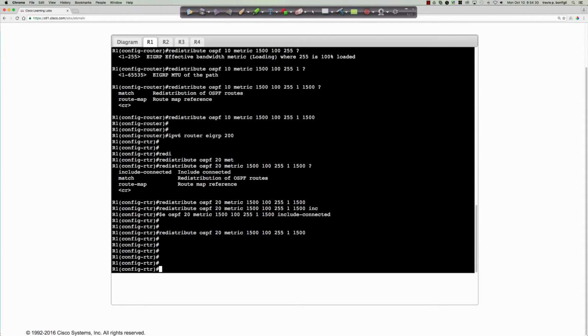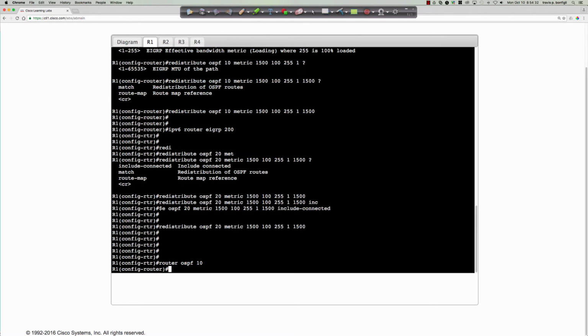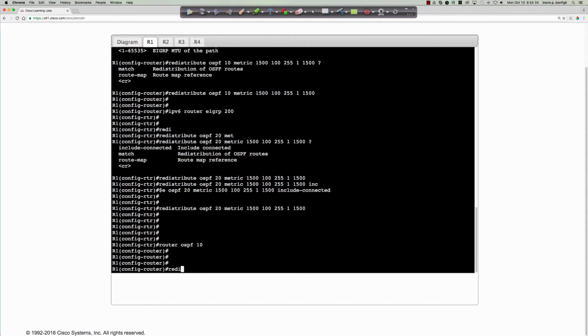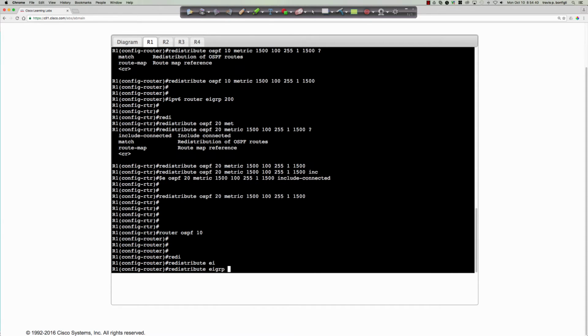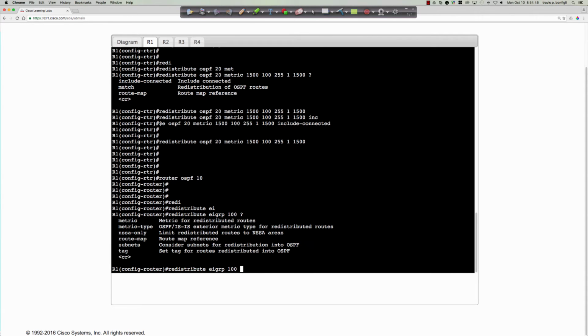And again, it's a very straightforward case here. We're just going to say router ospf 10 because that was our process ID. And now remember, redistribution is in the outbound direction. So redistribute from EIGRP Autonomous System 100. Now, we can assign a metric on this redistribution. I can assign a metric type.